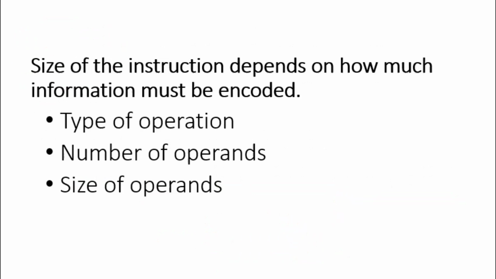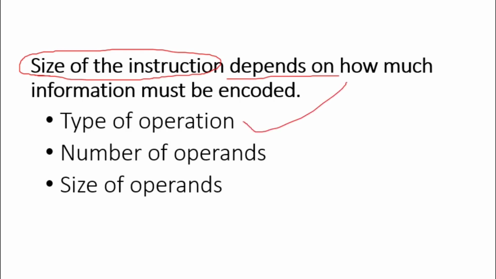In one of the previous slides, we discussed what is the size of the instruction. When an assembly language instruction is converted into binary data, the size of that binary data is called the size of the instruction. So the instruction may occupy 1 byte, 2 byte, 3 byte, 4 byte size. Now the size of the instruction actually depends on a few factors, basically on the type of the operation.